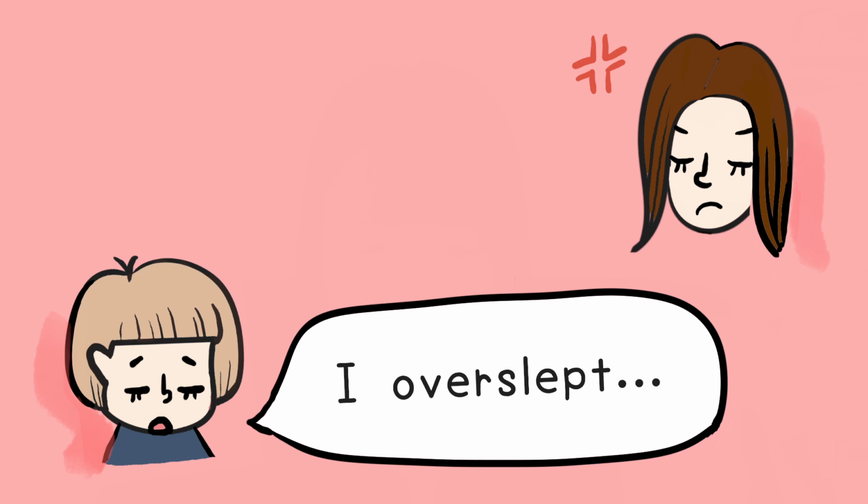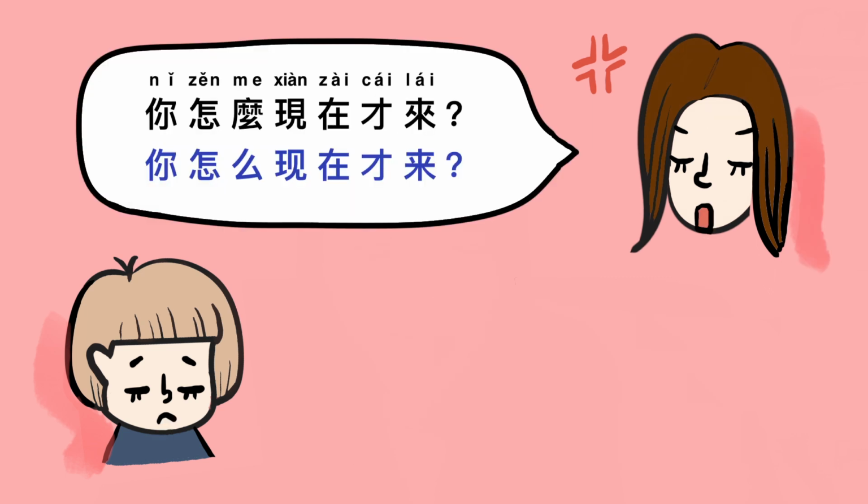Here, the person said, 你怎么现在才来? She added 才 after the time word 现在, now, to express that the time the other person arrived was later than she expected. Because she expected the other person would come at 8, she said, 你怎么现在才来? It's like she was saying, why are you so late?